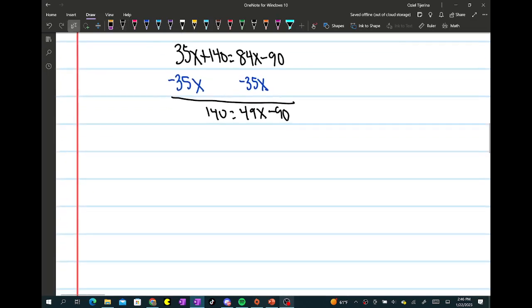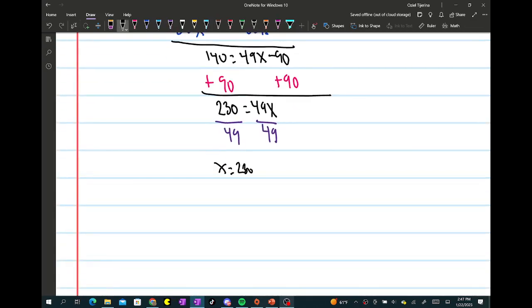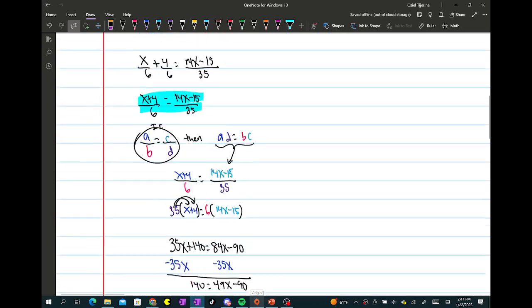And then finally, what we're going to do is add 90 to both sides. So this gives us 230 is equal to 49x, right? So then finally we divide both sides by 49, and we get that x is equal to 230 over 49, right? Okay, so that is the answer to this, guys.